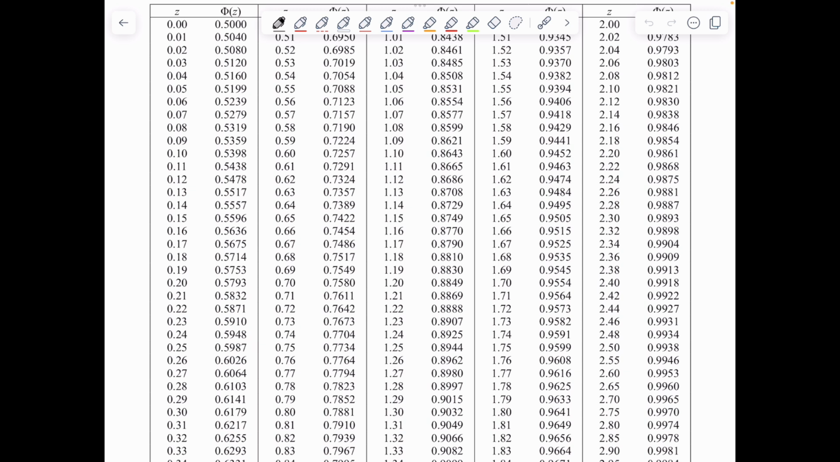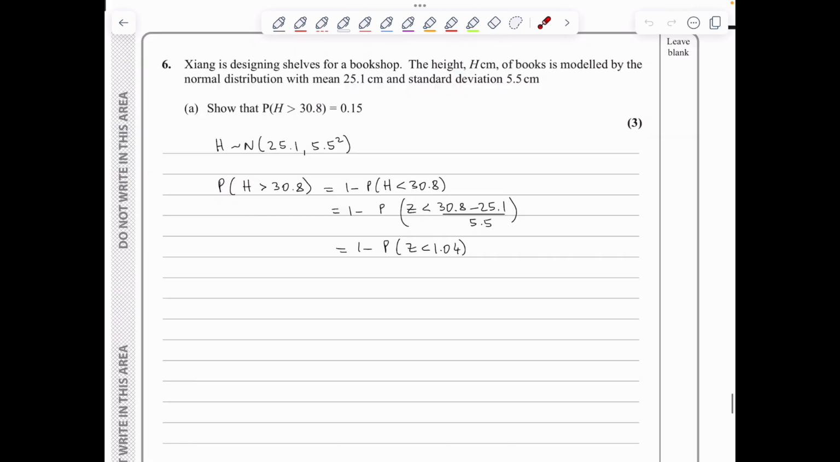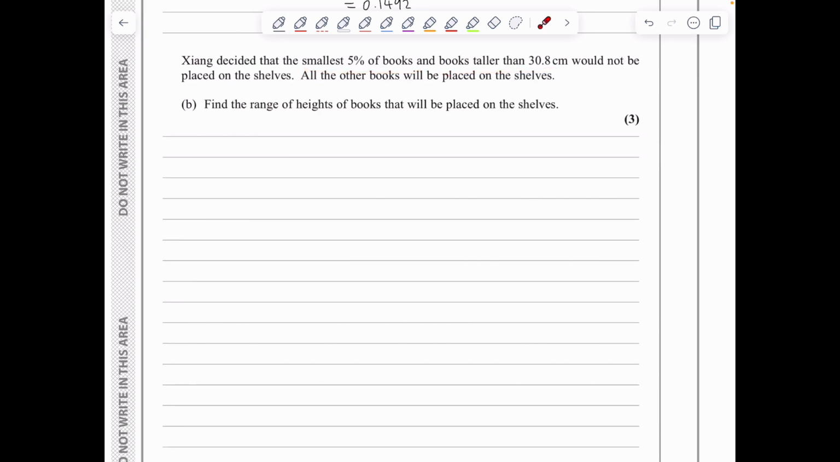So going to my formula booklet for 1.04, the corresponding probability is 0.8508, which means we've got 1 minus 0.8508, which turns out to be 0.1492, which rounds to 0.15 as required. We're then told that the smallest 5% of books and any books taller than 30.8 centimeters will not be placed on the shelves, and all the other books will be placed on the shelves. And we need to find the range of heights of books that will be placed on the shelves.